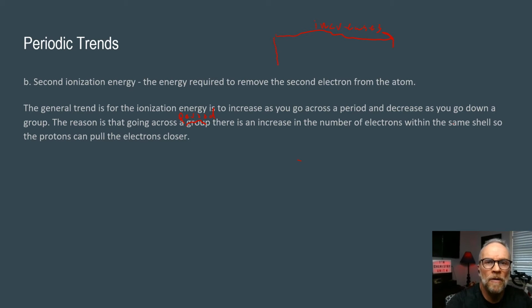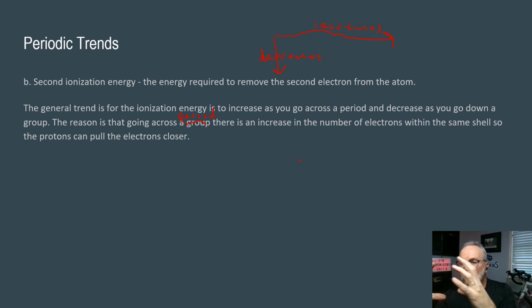And as you go down a family or a group, it decreases. And let's talk about that for a minute. As you go across this period, it increases because the size of the atom gets smaller and smaller. And so what happens is, as the atom gets smaller and smaller, it gets harder and harder to remove that electron because you're getting closer and closer to the nucleus.